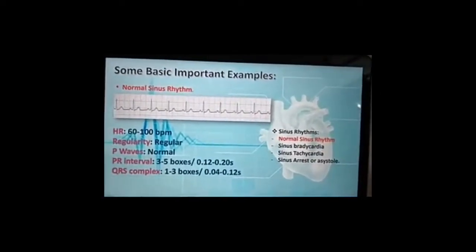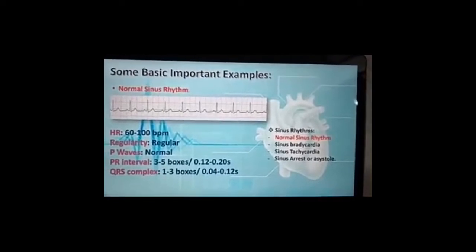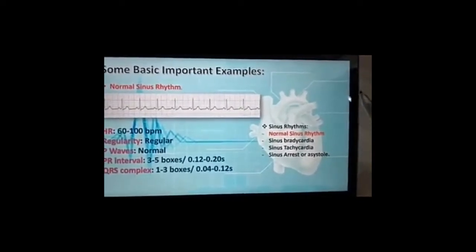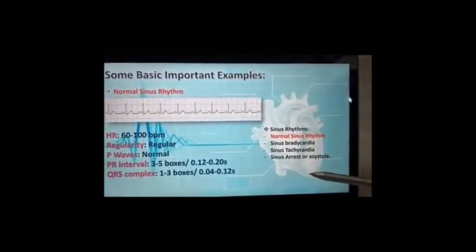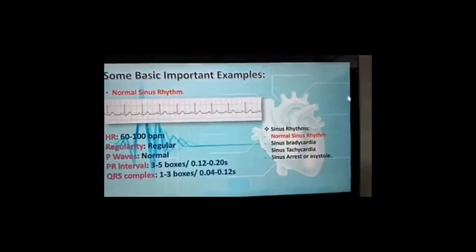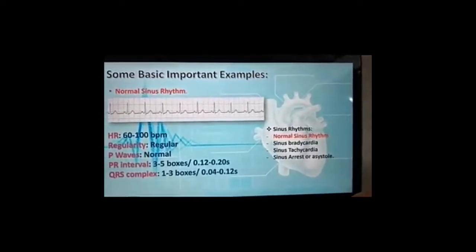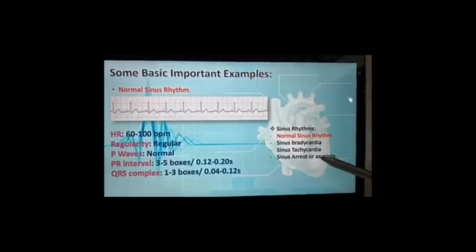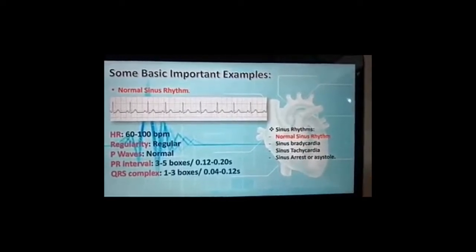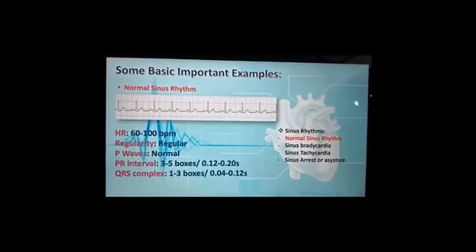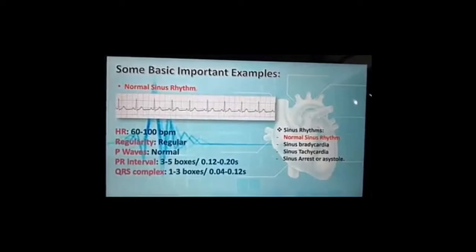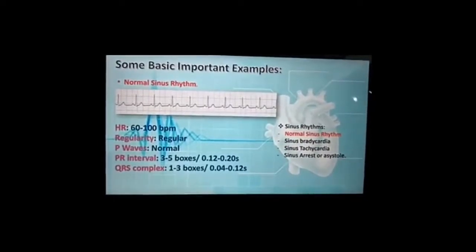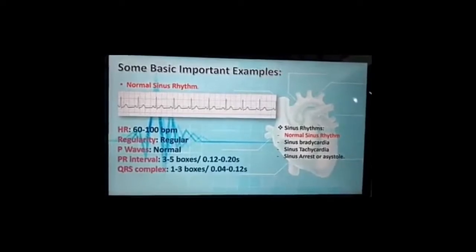Okay, آخر شيء حنتكلم عنه اليوم إن شاء الله is some basic important examples. حنتكلم في البداية starting with the sinus family. Sinus family are normal sinus rhythm, sinus bradycardia, sinus tachycardia, sinus arrest or asystole. غالبا المشكلة مع sinus family تكون ال heart rate. إذا كان within a normal range تكون normal. إذا كانت below 60 تكون sinus bradycardia. إذا كانت more than 100 هيكون sinus tachycardia. في هذا example everything is normal, heart rate is normal, regularity is normal, P wave normal, PR interval within a normal range, QRS complex also within a normal range. So the interpretation here is normal sinus rhythm.